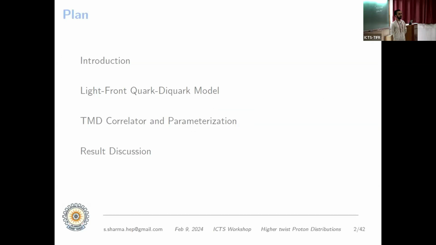So here is the outline of my talk. First I will start with a brief introduction. Then after that I will describe the model which I am using, which is the light front Quark-Diquark model. And after that I will discuss the TMD correlator function and its parameterization equations at higher twist, and at the end we will do some discussion.